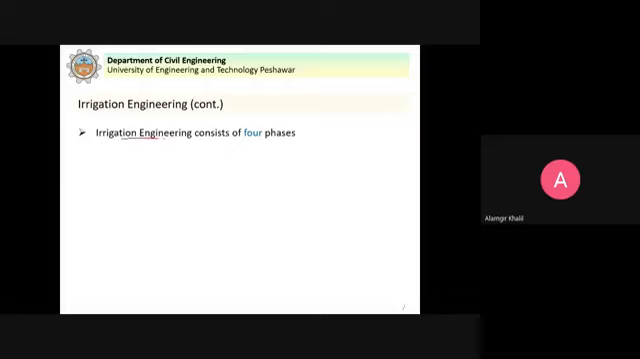Now, irrigation engineering consists of 4 phases. The first phase is storage or diversion. In the first phase, we have to determine whether we have to construct a dam, or whether we have to divert the water directly through a canal from the river. That is diversion.